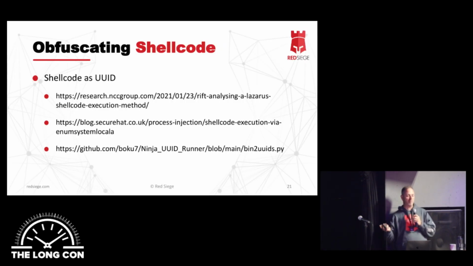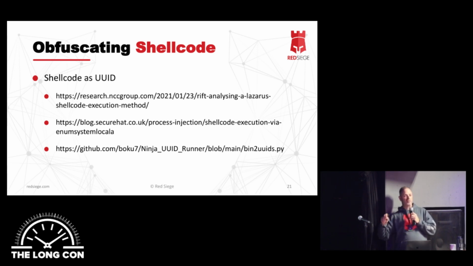A fun one that came about a few years ago, NCC Group did some research into the Lazarus Group. And there were a couple of cool things about this research. One was how they were executing shellcode. They were using this routine called EnumSystemLocalesA. So basically figuring out what is the language of this system. For some reason, that call has the ability to execute shellcode. Amazing. Why should it do that? Don't know, but it does.